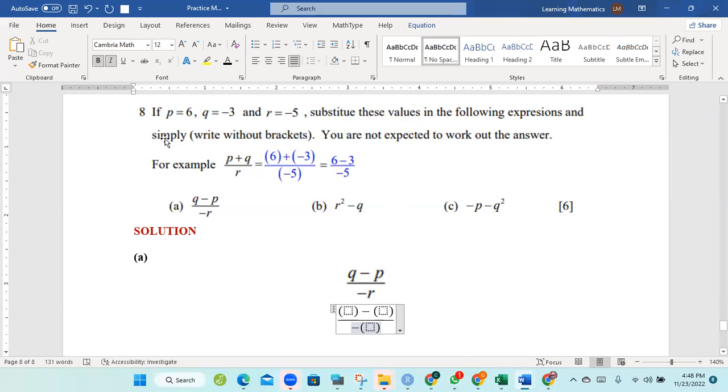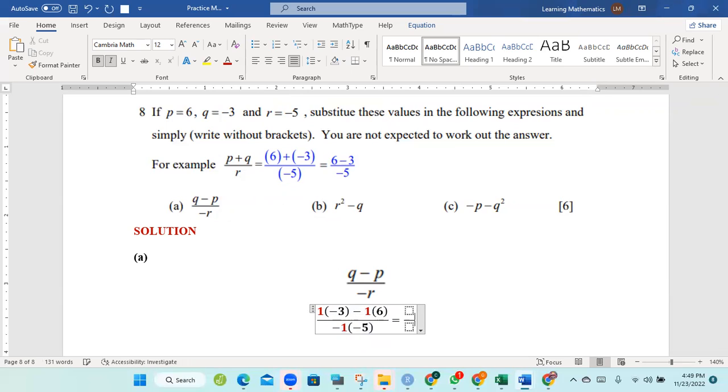And now Q now is -3. So in that bracket, you put -3. P now is 6. So in this bracket, you put 6. And then R now is -5. You put -5 here in R. Now, remember what we said, if you don't see a number outside of a bracket, there's an invisible 1. And if there's a minus sign, it's a -1. So we are multiplying by -1 or 1.